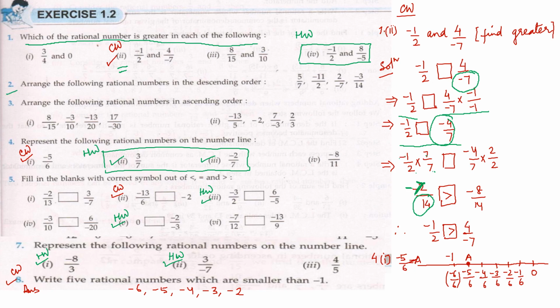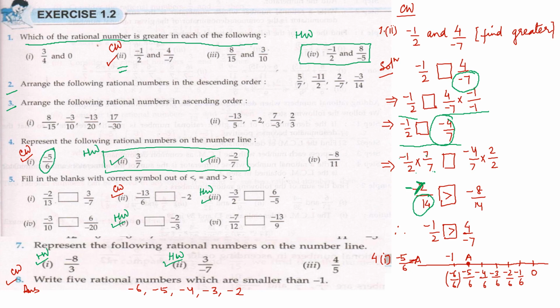See, second and third we'll do in the next class because today we have only studied representation of rational numbers on the number line and comparison. Next class we will see ascending and descending order. Question number 4, subpart first. They are asking to represent the rational number minus 5 by 6 on the number line.